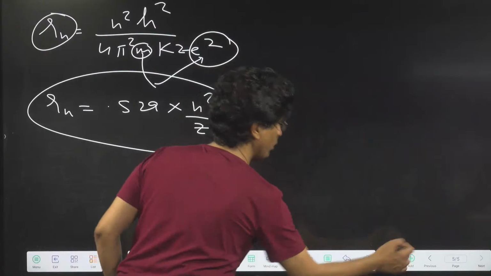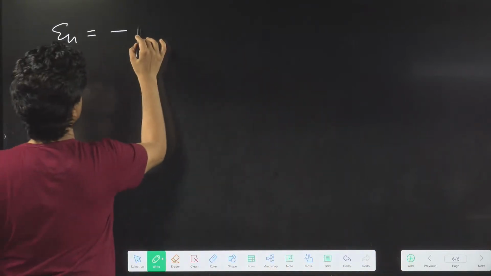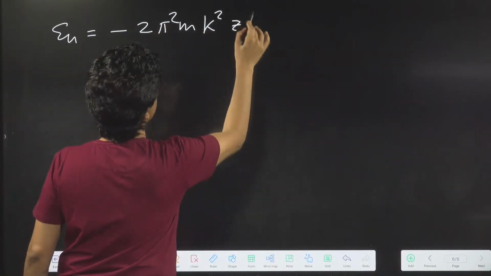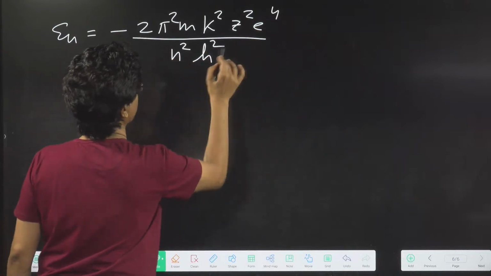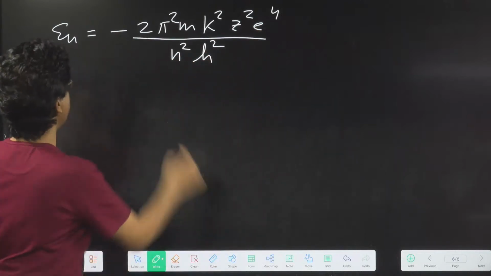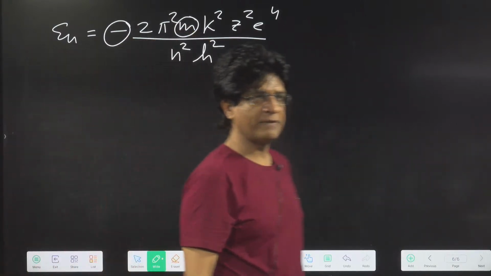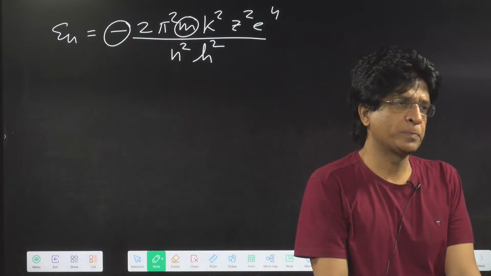Similarly, I'll tell you one more formula for energy also. This En is given as minus of 2 pi square m k square Z square e to the power of 4 upon n square h square. So remember that this is a negative sign out there, and if the mass is doubled, what will happen? What will happen to total energy?